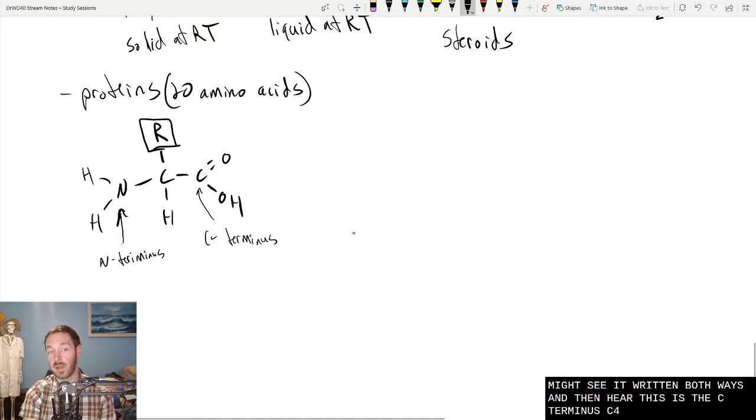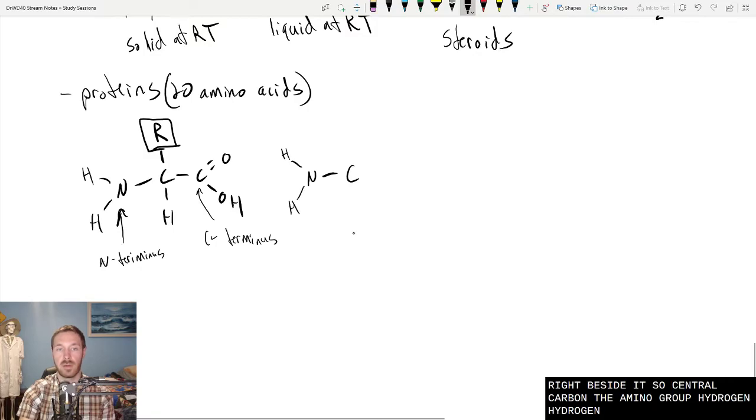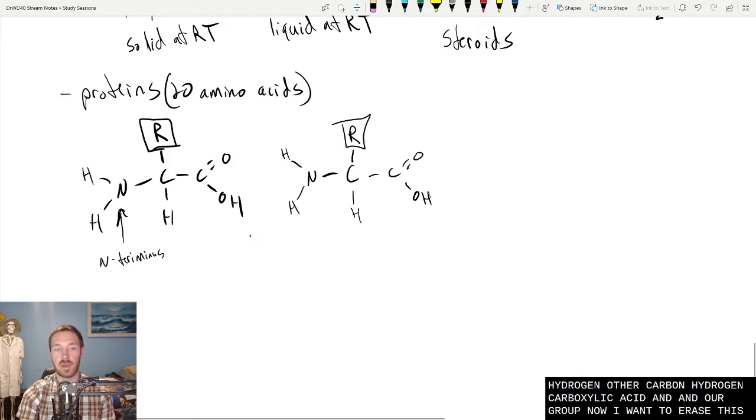C for carboxylic acid. Now, let's say we put another one right beside it. So central carbon, the amino group, hydrogen, hydrogen, other carbon, hydrogen, carboxylic acid, and R group. Now I'm going to erase this part here, but don't forget it.